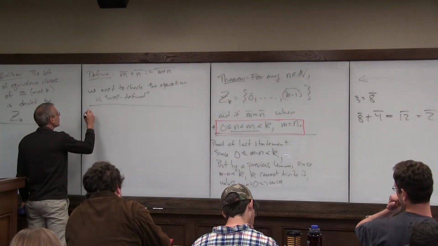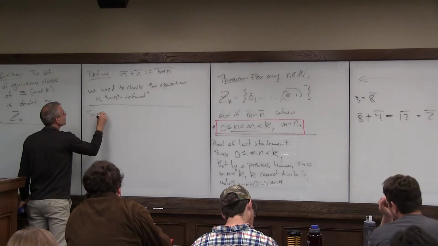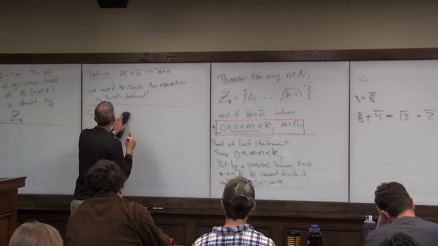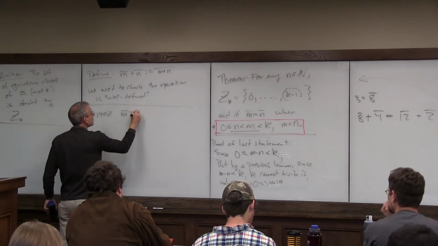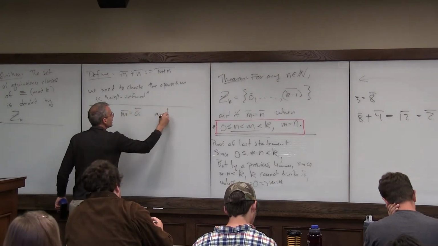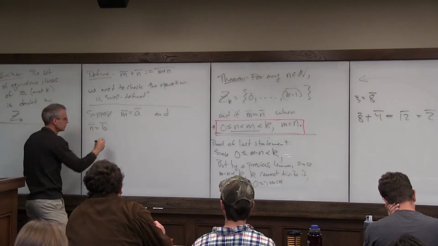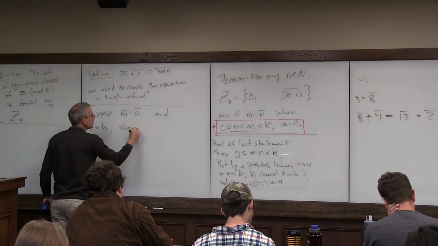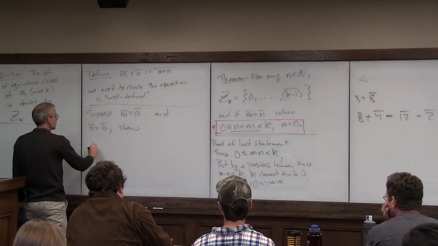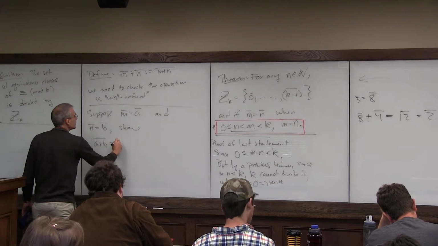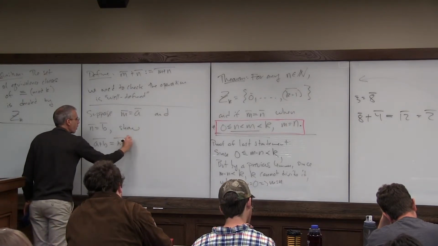Okay, so what does that mean? Let's suppose that m bar equals a bar and n bar equals b bar. We need to show that a plus b bar equals m plus n bar.